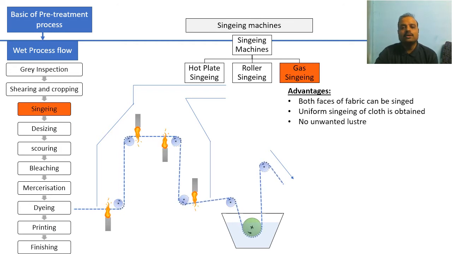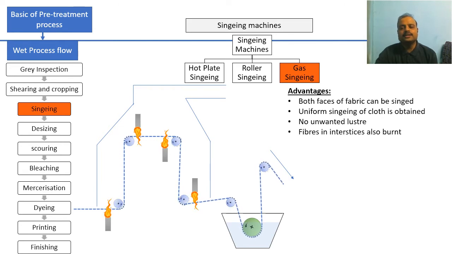Next is no unwanted luster. Yes, over here is the biggest advantage. If someone wants a fabric without any luster but it needs to be singed, gas singeing is one of the preferred options. Why? Because the fabric is not touching any kind of hot surface, and there would not be any kind of friction between the hot surface and the fabric, right? And that's why there is no luster.